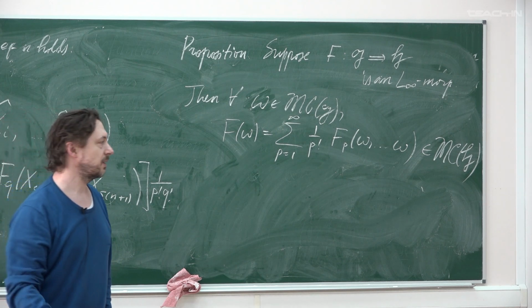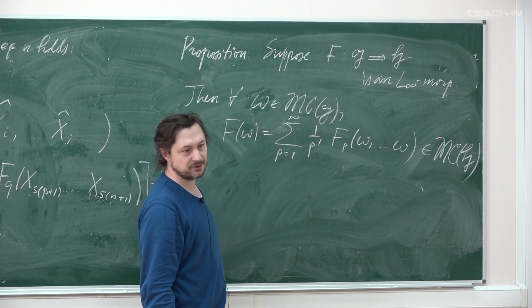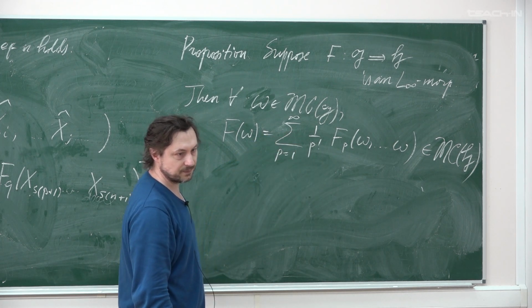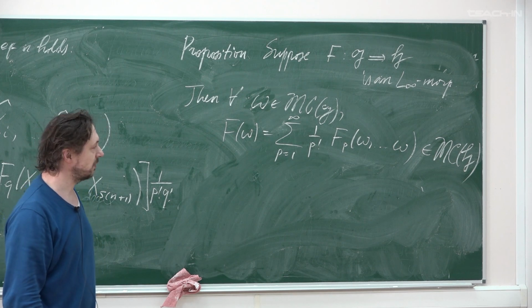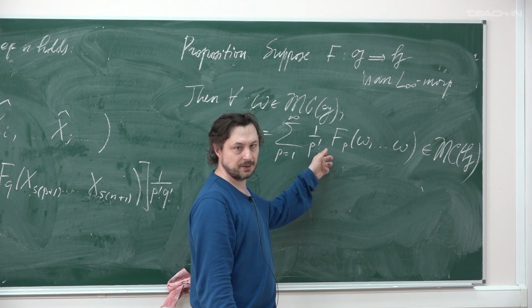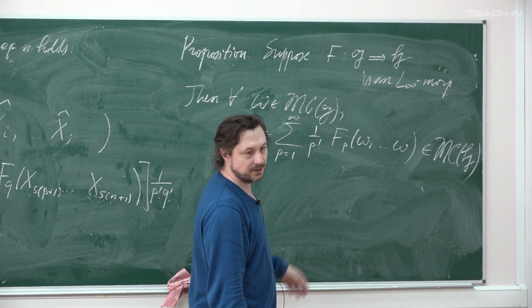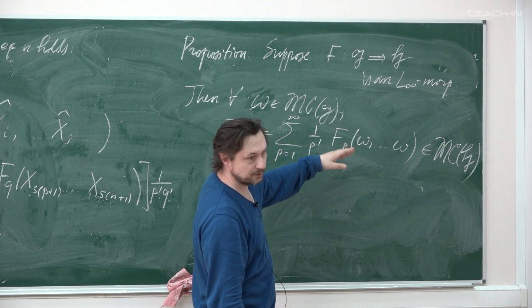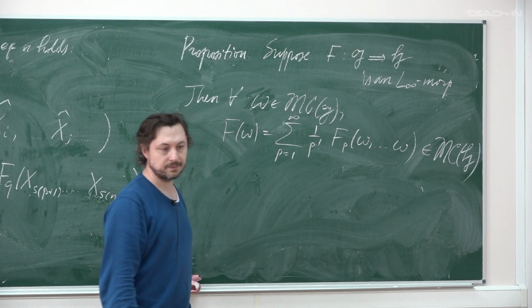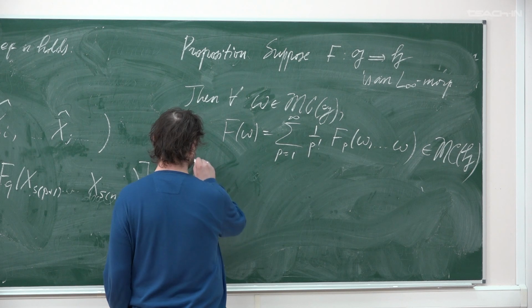That is to say, that this series, formal series, actually converges in one or another sense. For instance, this happens if there is only a finite number of non-zero terms here, but also it can happen if there is some kind of topology on the right such that this series converges in this topology. Okay? Let's prove this.